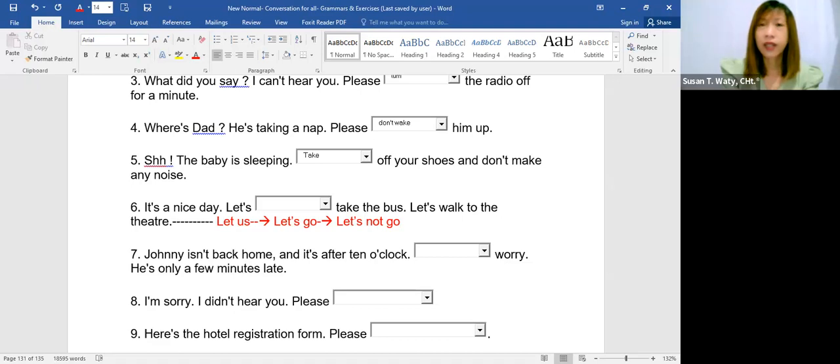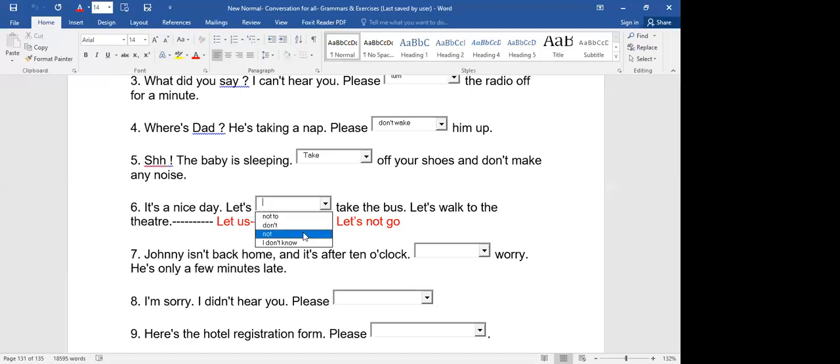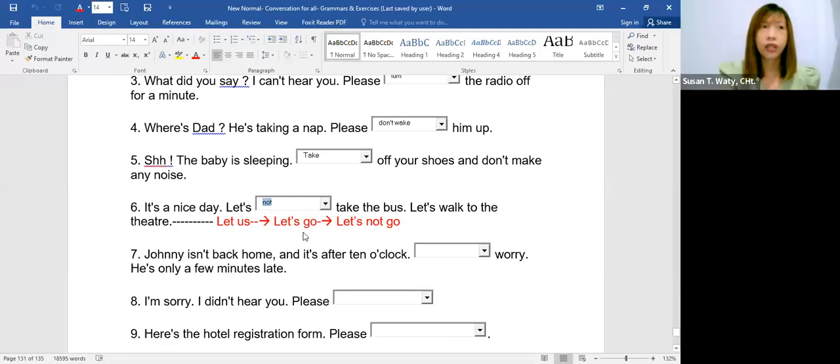Tidak usah pergi, begitu kira-kira. Okay, let's go is meaning ayo berangkat, ayo pergi, and then let's not go, ayo tidak usah pergi, dalam bahasa Indonesia kira-kira begitu. So for the let's, we're gonna use that. Okay, let's not eat, let's not talk about it. Okay, that's the proper way.